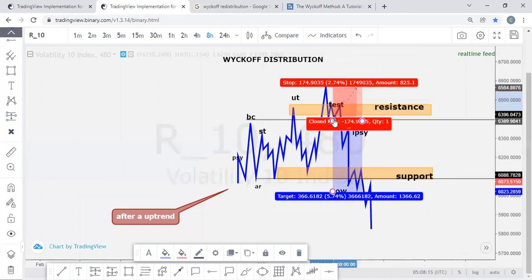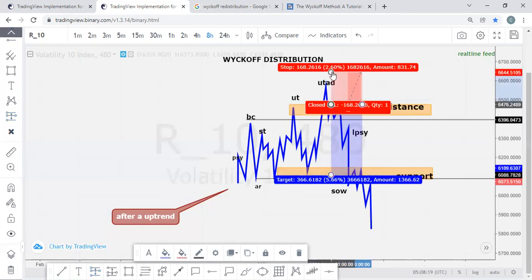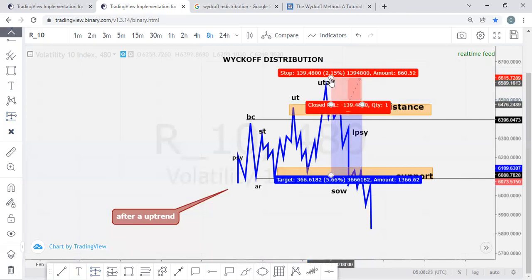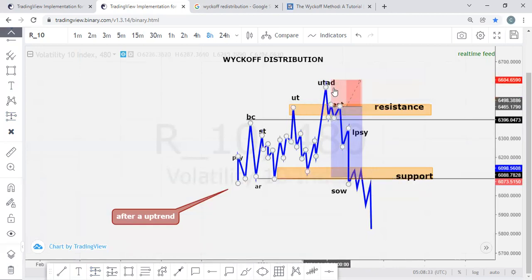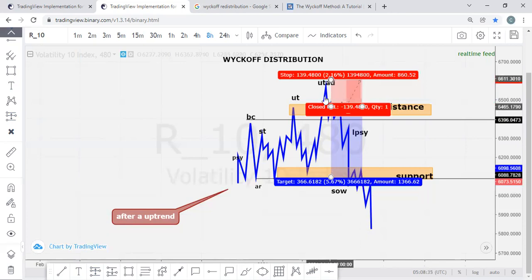You can take yourself in after you find that UTAD to give you that little drawdown entry, and your stop should be where? Your stop should be above where? Above the UTAD, above the last high formed. So you can enter the test. When the market comes to test this region, which you have done, enter your sell here with your stop loss a bit above the UTAD, right?